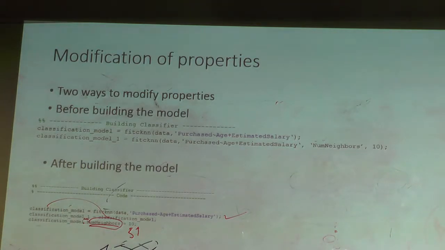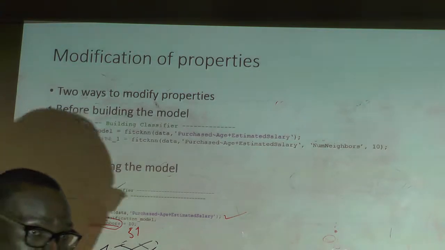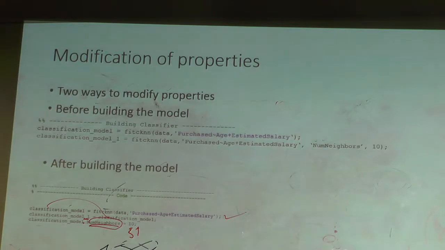Then you pass that, then you compute it. Then you change the property from 5 to 10. Anything you train after that is using 10 neighborhood. That is after. But I don't like using after. At the worst case, if I'm really lazy, then I will use after. But if I'm not lazy, I will use before. I will have planned my model from here. Okay, now let's do that before and after.